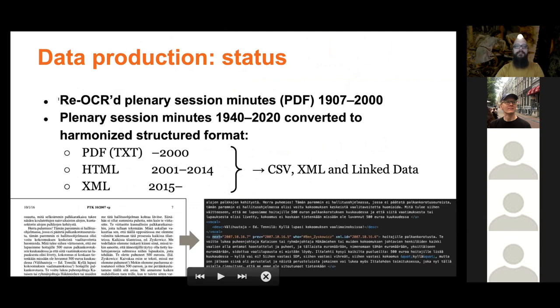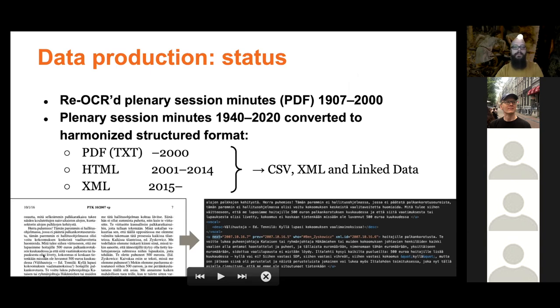So as I said, we have already re-OCR'd the whole PDF set from the plenary sessions from 1907 to 2000. Then the newer ones, the HTML files from 2001 till 2014, and the newest ones, which come already as XML, from 2015 till the present day. So we have created this pipeline which transforms them into the same harmonized format. And currently we have converted from the year 1940 to the present day. So there's still a bit more work to cover the whole history. And that's because the PDFs' structure changes a bit, so you have to make modifications to the pipeline to take into account all the different formats.